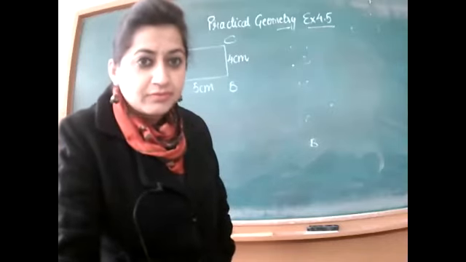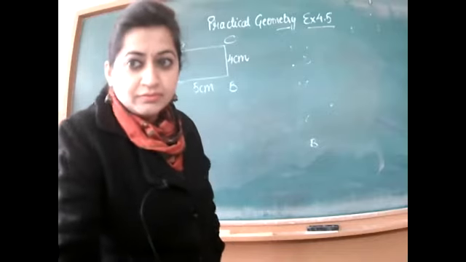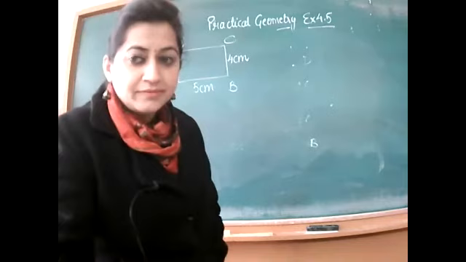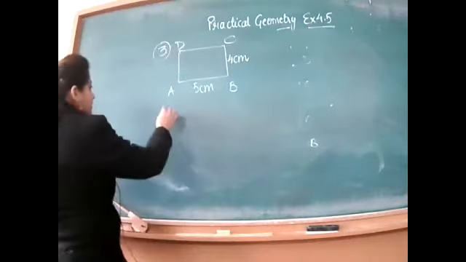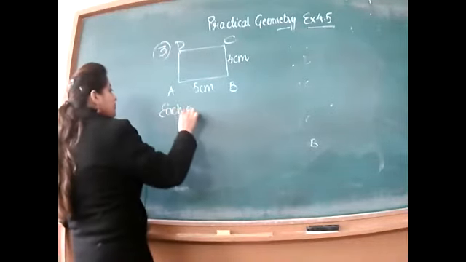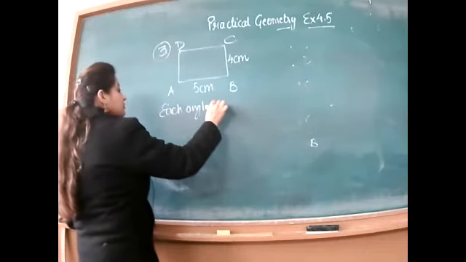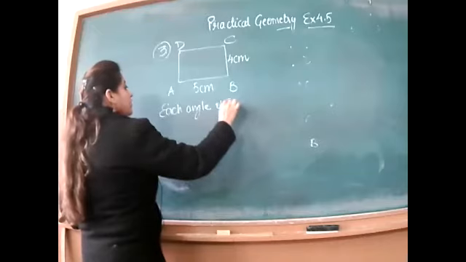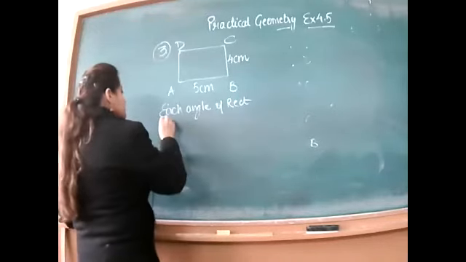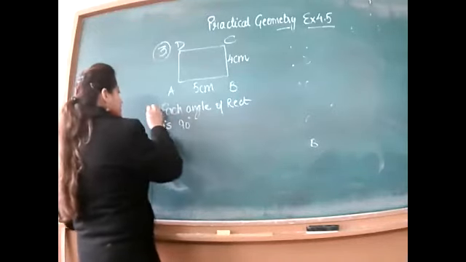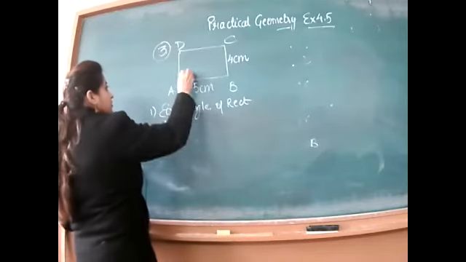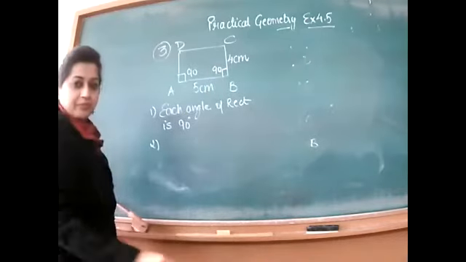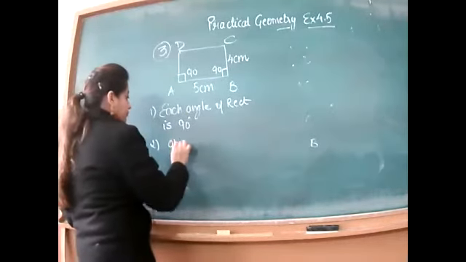Ma'am, in rectangles all angles are of 90 degrees. Yes. Each angle of a rectangle is equal to 90 degrees. And what next? Opposite sides of a rectangle are equal.